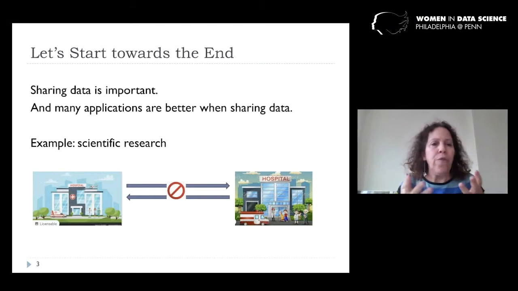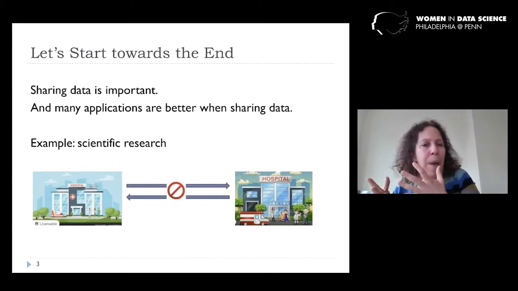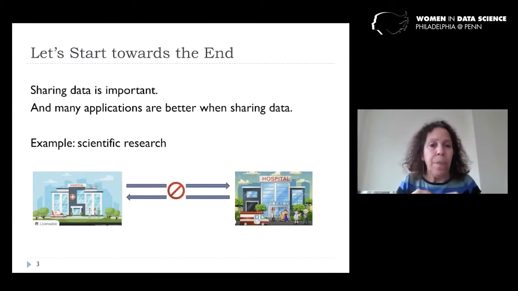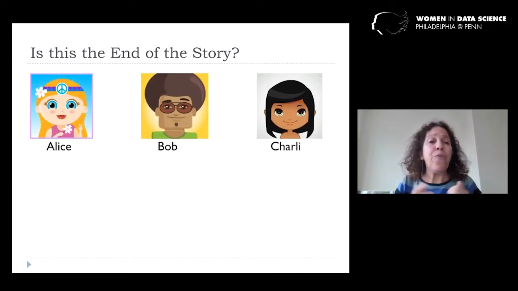So the question is, what do we do? It looks like we're stuck between privacy and benefits to society, and one is killing the other. So can we do anything? Is this really the end of the story? Can we not share this information and not gain the benefits that we want? Luckily for us, it's not the end of the story.